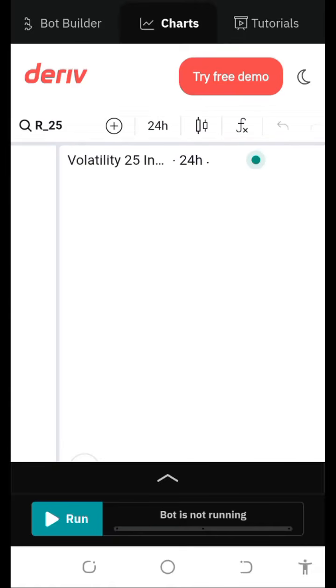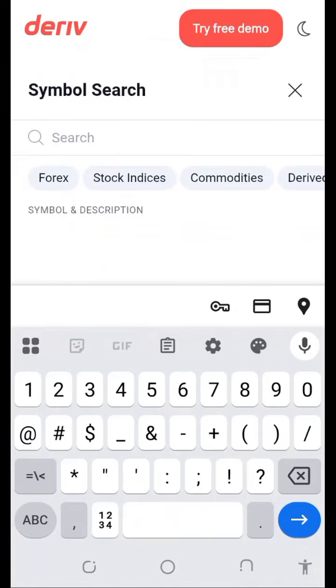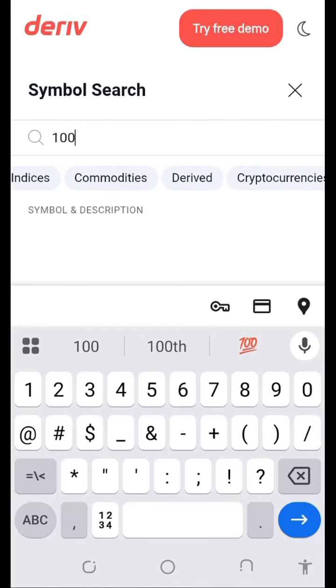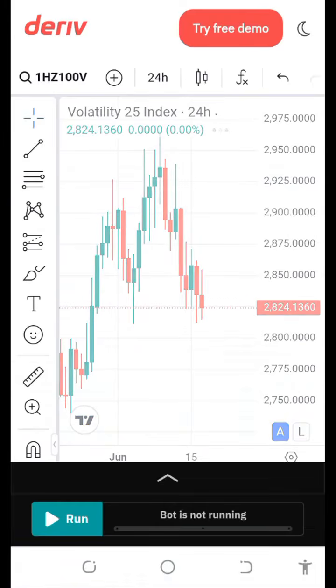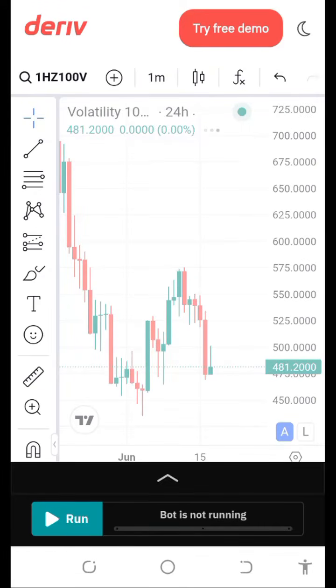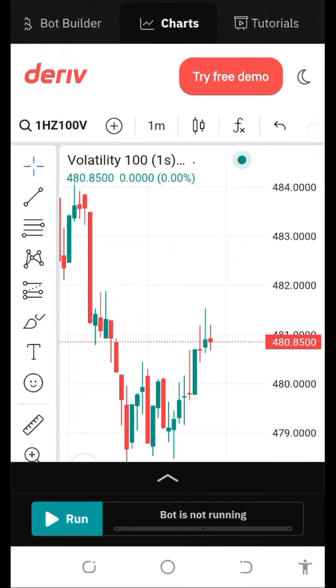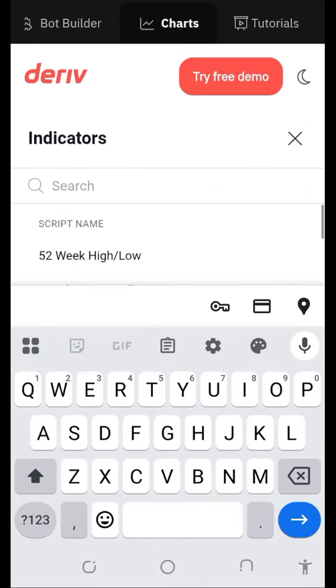Okay, so always remember to reset back, select the volatility again to be very sure, because you're trading with real money here. You need to input the indicators again. Candlestick time at 1 minute. Have the 3 indicators in place once again, so that you can be able to know where the market is heading to. Okay, so we input the indicators again.